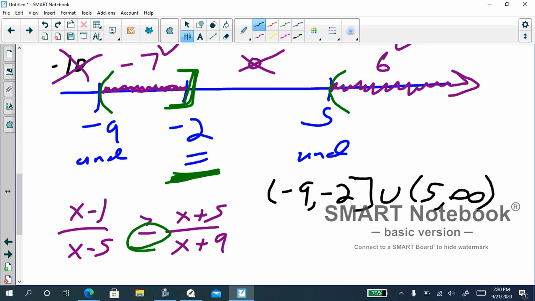So we did it very similar to the other ones. We found our boundaries, but if it's undefined, it's a parenthesis. If it's equal, since we do include where it's equal, it's a bracket.